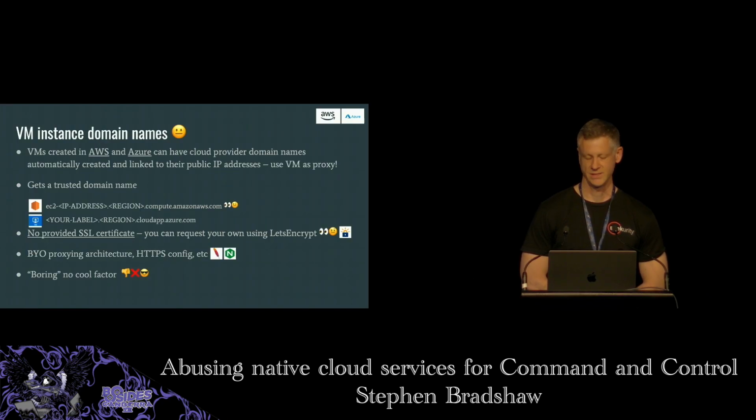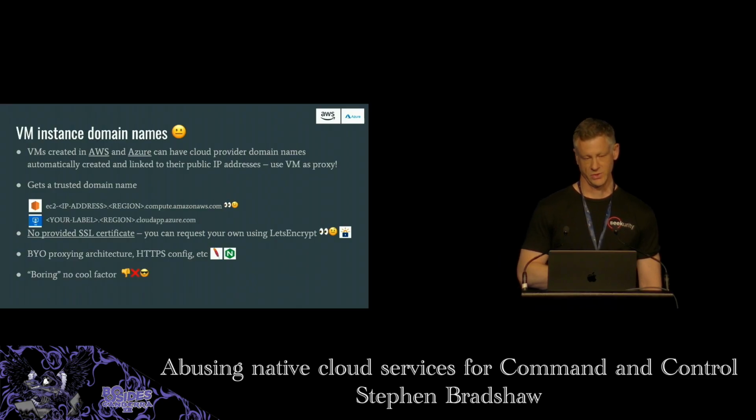In the case of the EC2 instance, it kind of looks like an EC2 instance. So it basically starts with EC2 and has the IP address. So it's not really going to fool anyone who looks at it manually as to what it is, but it is trusted by a lot of domain reputation databases, so it is useful. Azure is a little bit better. You get something where you can choose the start of the name, your chosen label, and then a region, and then cloudapp.azure.com, so it looks more like an app.